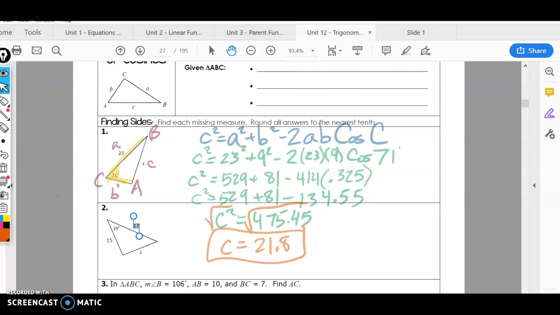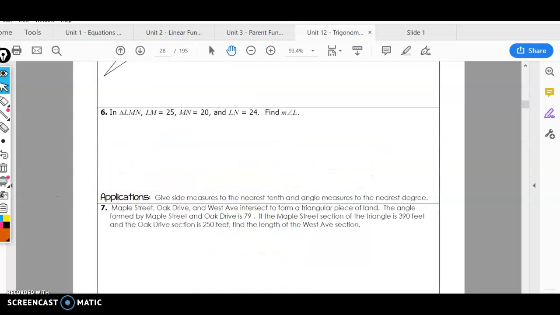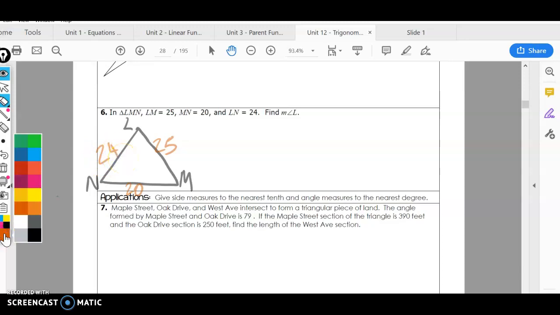Any questions you have on how we got that? And then we're going to do another problem where we're given all three sides. Number 6 gives us all three sides, plus we also have to draw the triangle. So I'm going to draw my triangle first, label it L, M, and N, and then I have the sides to put in. LM is 25, MN is 20, LN is 24, and here we have to find our angle, in this case angle L.